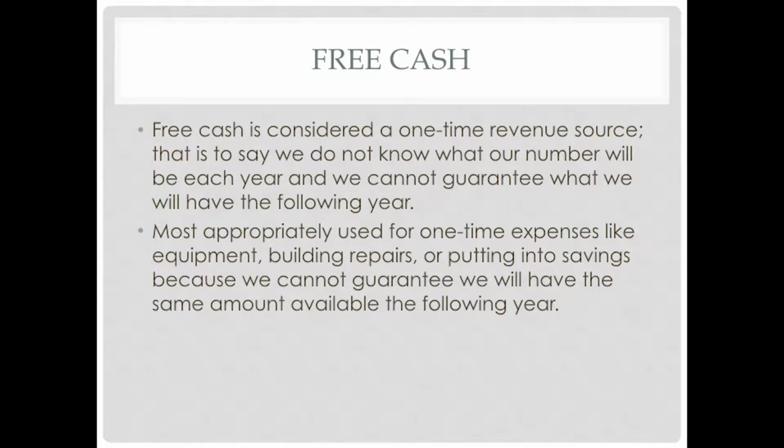We have a typical fiscal year that starts July 1st and ends June 30th. But anyway, free cash is surplus from a prior year. It's unexpended budget lines. It's revenue over what we've projected. And the Commonwealth comes in, they certify how much we have, and then it's available to appropriate the following year. So it's considered a one-time revenue source because you never really know how much you're going to have.